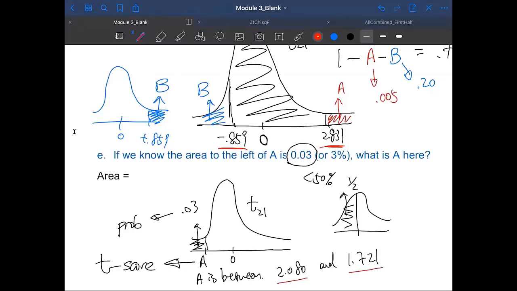Benjamin just told us A is going to be a negative number, but these are not. So what do you need to do? You're going to add a negative sign here, right? Is this part clear, how I solve this one? So A is going to be between negative 2.08 and negative 1.7.